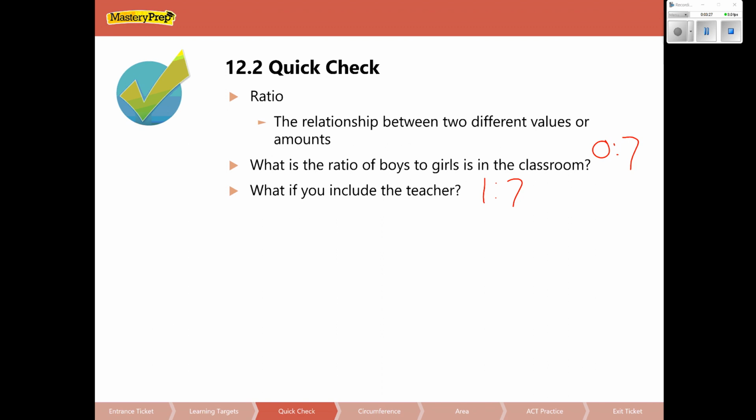So 1 to 7 is a ratio we call part to part, because there's one guy in here and 7 girls. Now, if we said part to whole, the number of girls in the classroom would be 7 to 8, because 7 to the whole, part to whole. So it is good to know the difference between these two. Part to part, we're just talking about the individuals in the group, not the whole group.